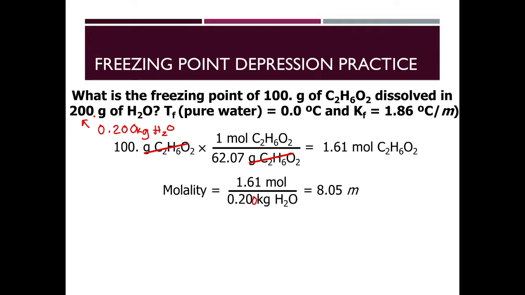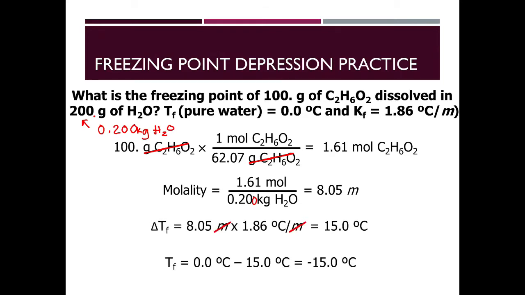Okay, once we have our molality, then we can multiply it by our Kf value, right? Because we're doing our freezing point, so Kf, not Kb. Take our molality, multiply it by Kf, and we will get our change in temperature, which is a very large change in temperature. And again, we're doing freezing point depression. So we're going to take our 0 degrees Celsius that it would normally freeze at. We'll subtract 15, and we'll get negative 15 degrees Celsius.